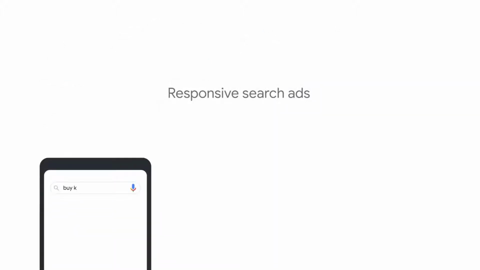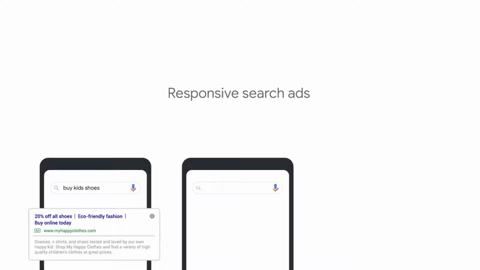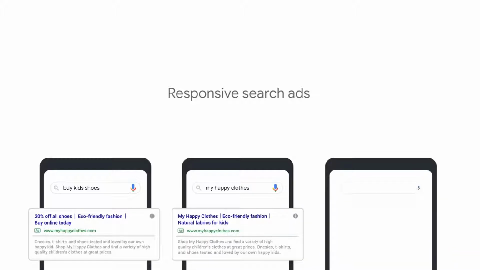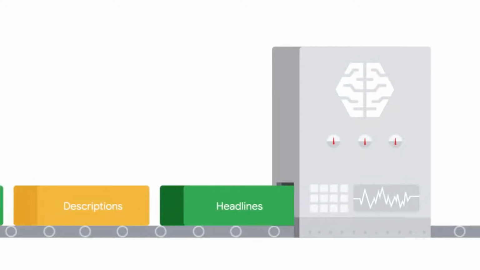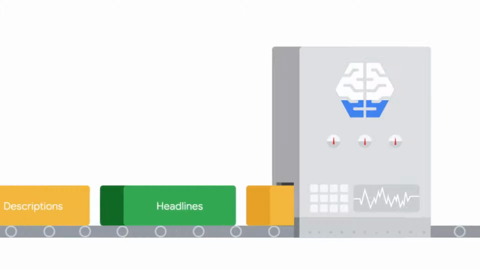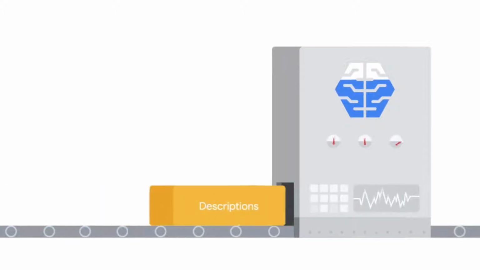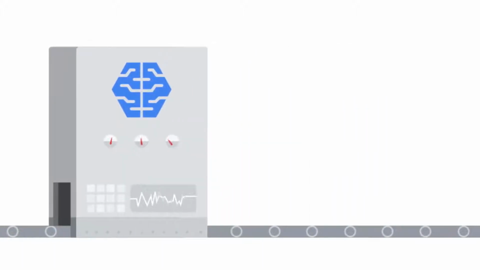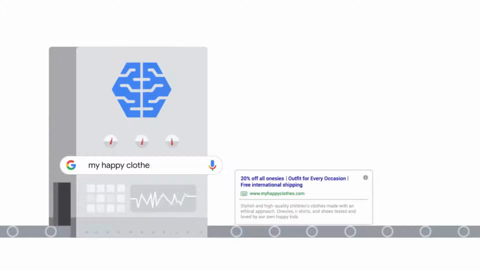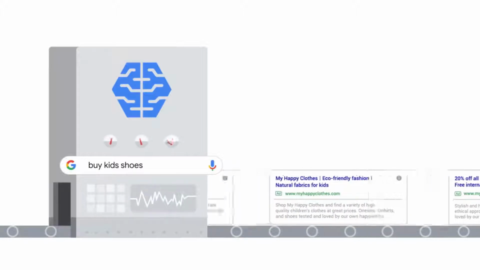Responsive search ads are an ad format that adapt to show more text and relevant messages to your customers. Using the power of machine learning, responsive search ads mix the headlines and descriptions that you provide to automatically test different combinations and learn which performs best. By adapting your ad's content to more closely match potential customer search terms, responsive search ads drive conversion and click uplift.